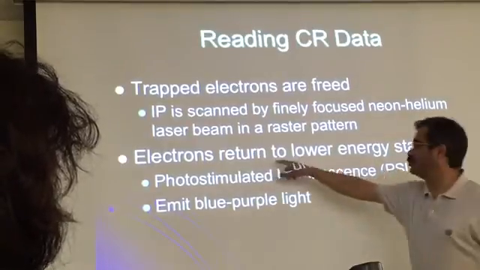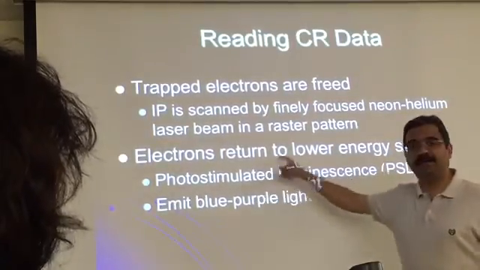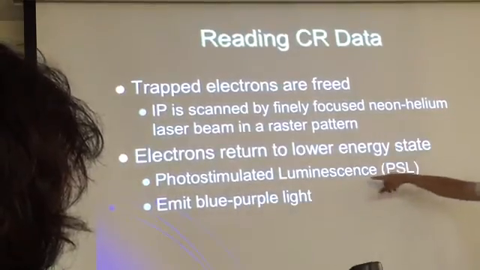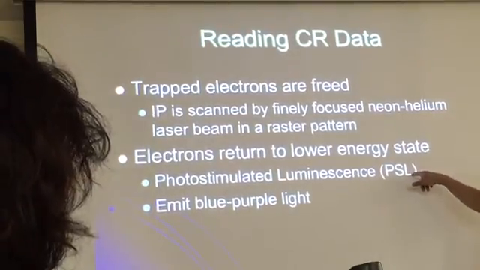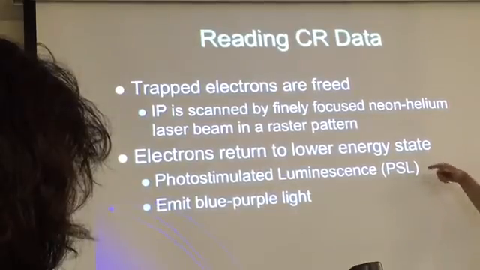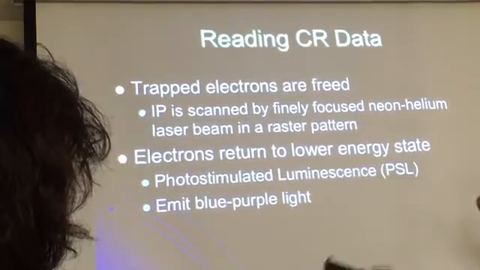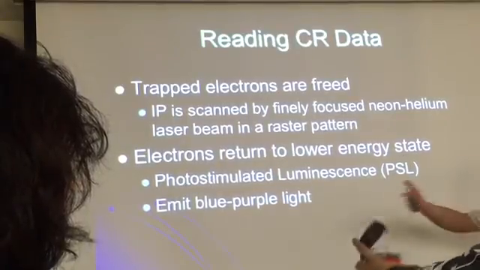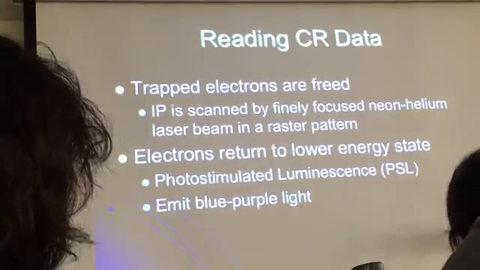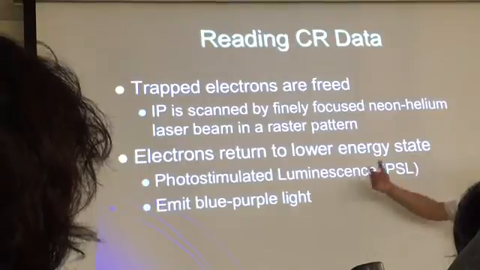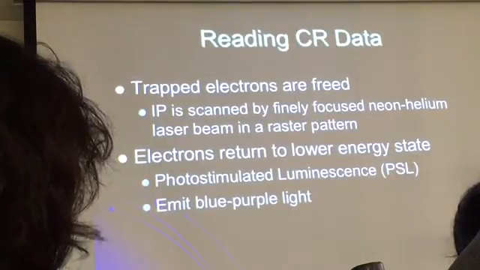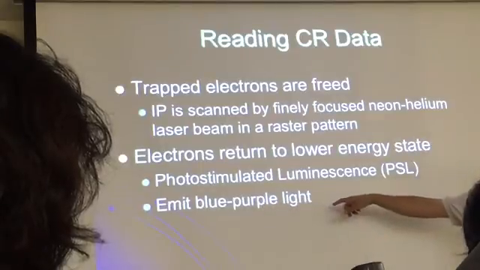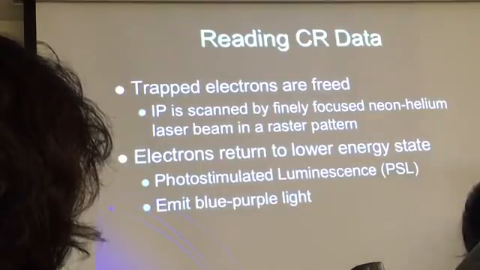So the electrons return to the lower energy state. The photostimulable luminescence happens now. Why is it photostimulable? Because the laser is stimulating them to create the light. The laser stimulates them, and then they release and emit this light, this blue, purple kind of light.